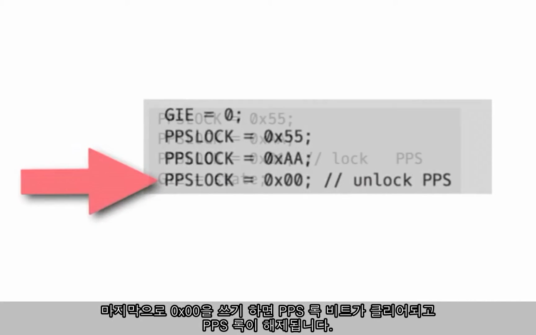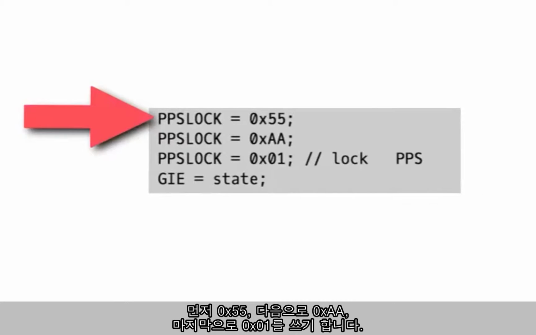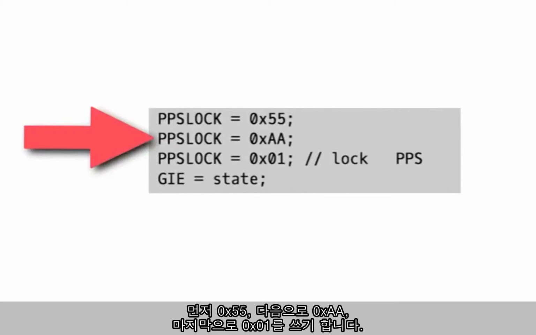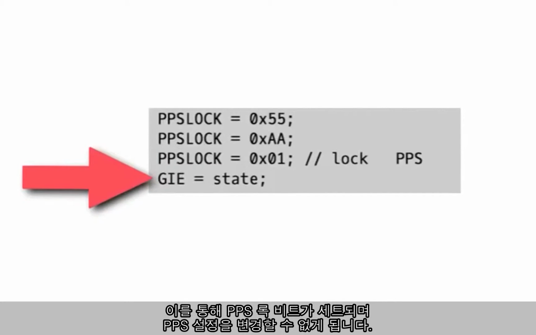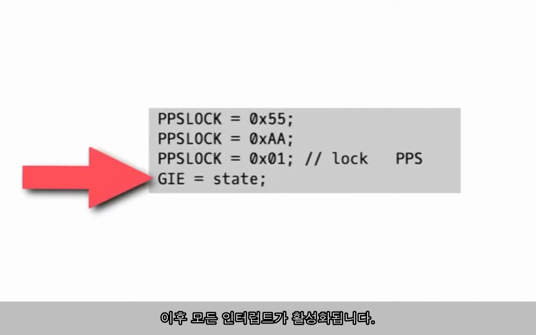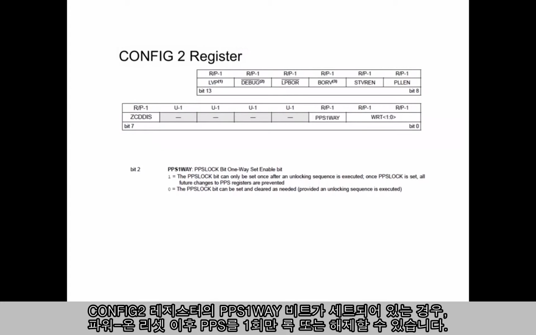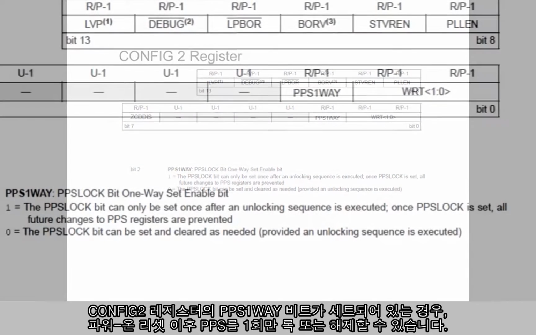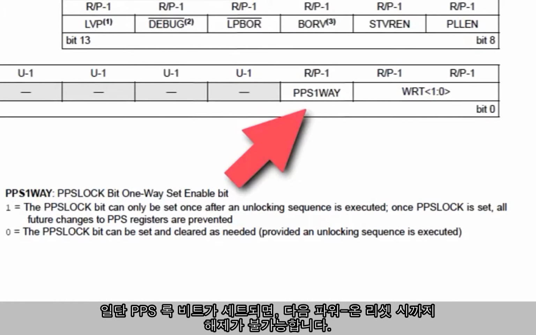A similar procedure is used to lock the PPS. First, a value of 55 hex is sent, followed by AA hex, and then a value of 1 is sent. This sets the PPS lock bit and locks the PPS peripheral, and then all interrupts are enabled. The PPS1WAY bit in the CONFIG2 register can be set to limit the PPS lock bit from being set only once after a power-on reset. Once the PPS lock bit is set, it can't be changed.